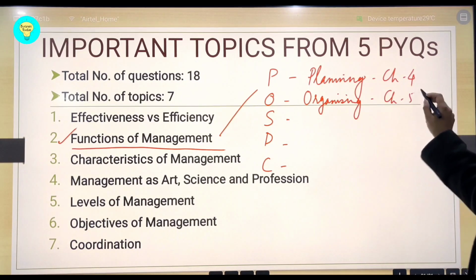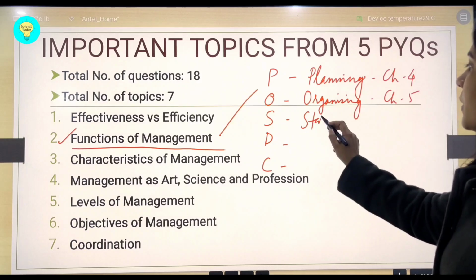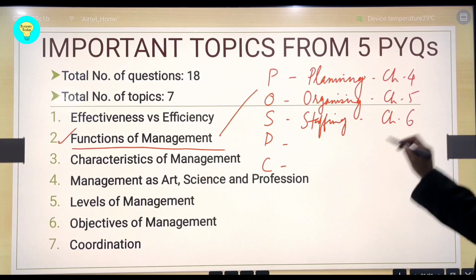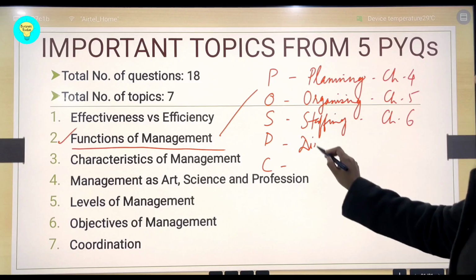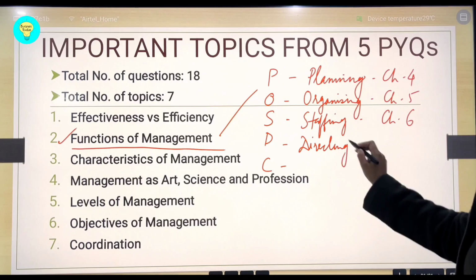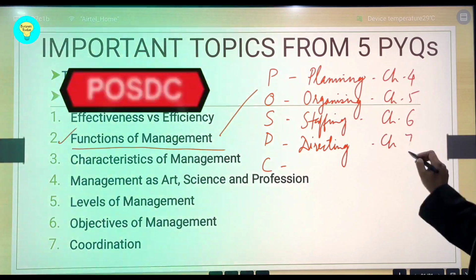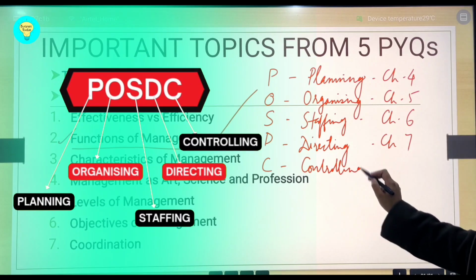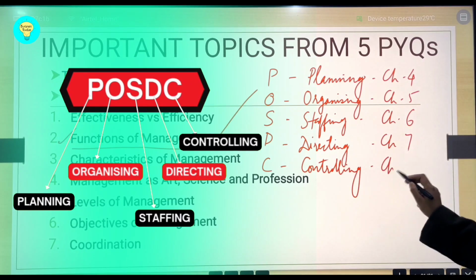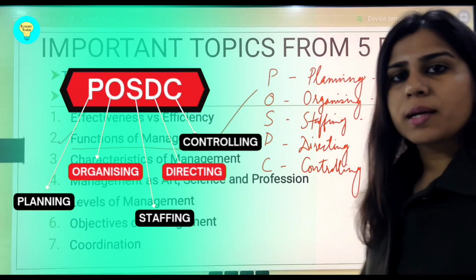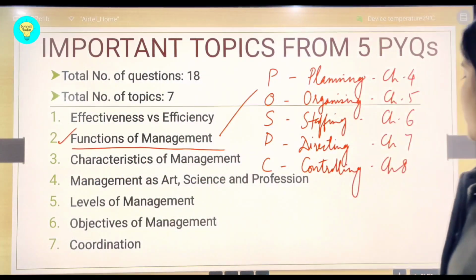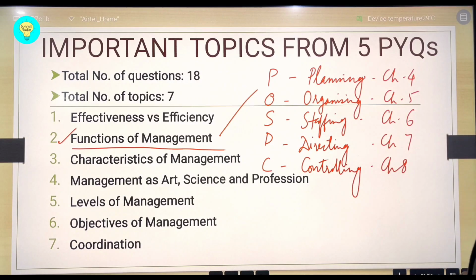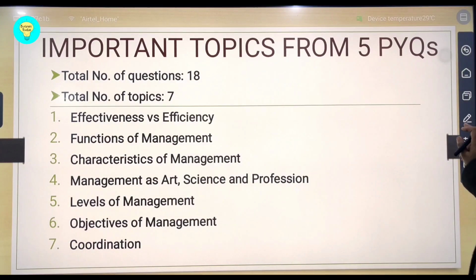Chapter 5. S is for staffing. This is chapter 6 in your book. D is directing, which is also chapter 7. And C stands for controlling. That is chapter 8 of your part A NCERT. So with this thing in mind, POS-DC, let us see a few questions on this topic.